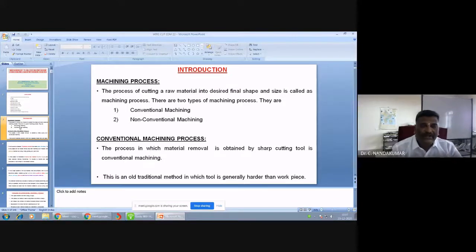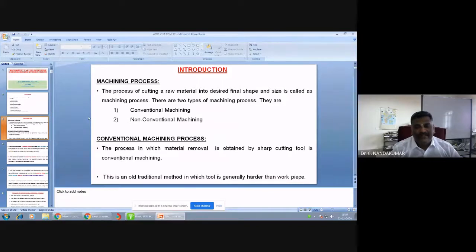Initially, there is an introduction. What is a machining process? Before going to conventional or non-conventional, we have to touch upon this machining process. We know that there are conventional and non-conventional machining processes. Conventional machining started in olden days, from the Stone Age onwards, and we are still using conventional machining now.